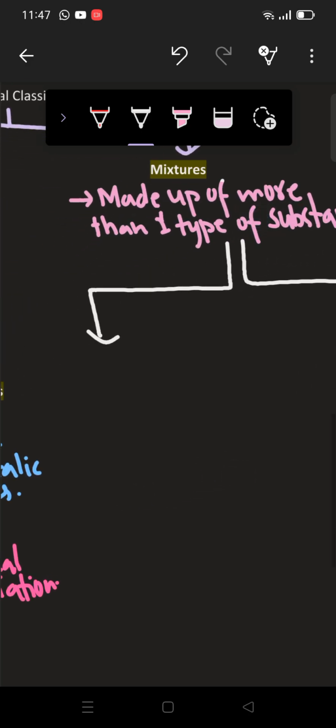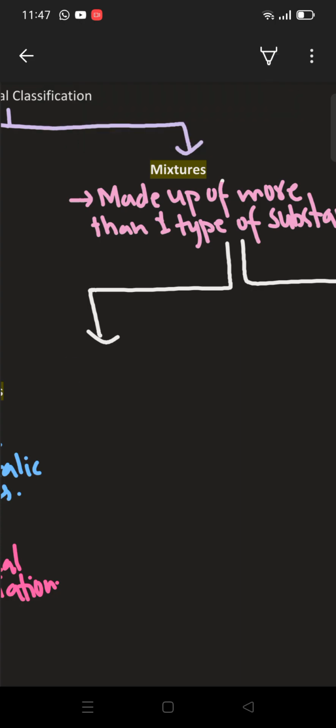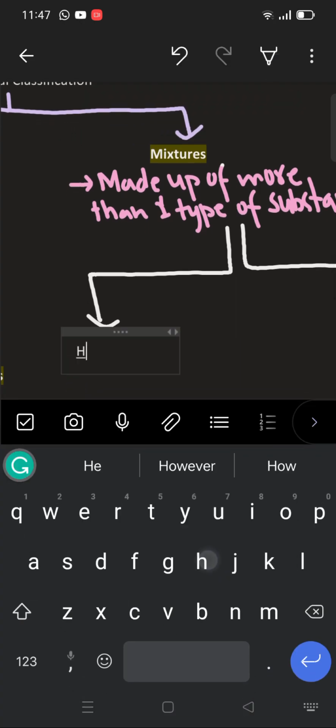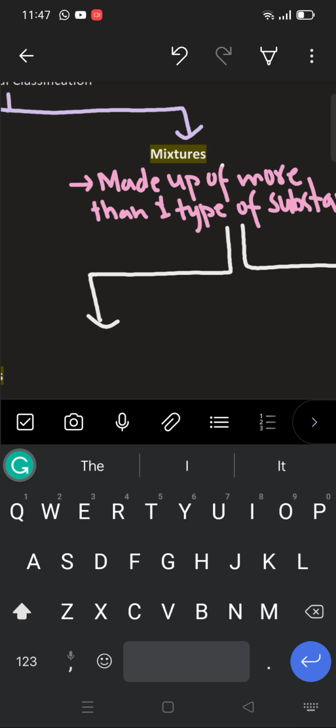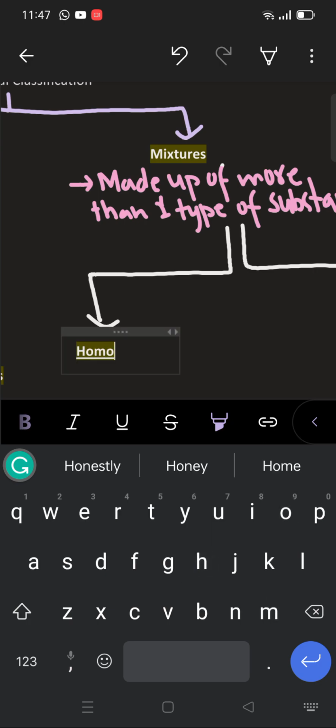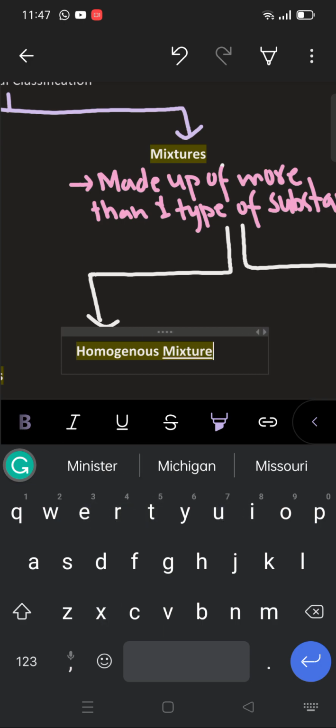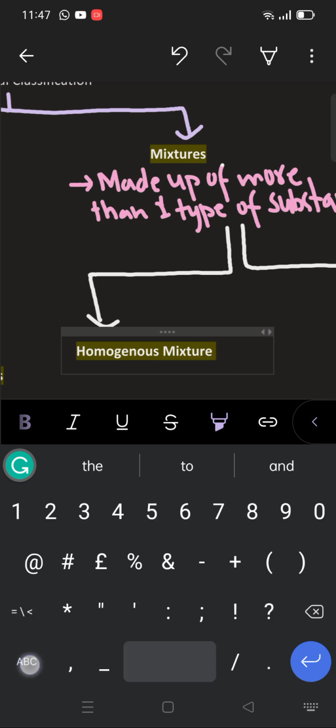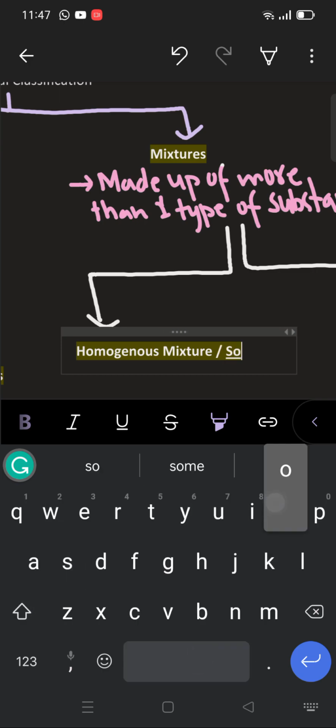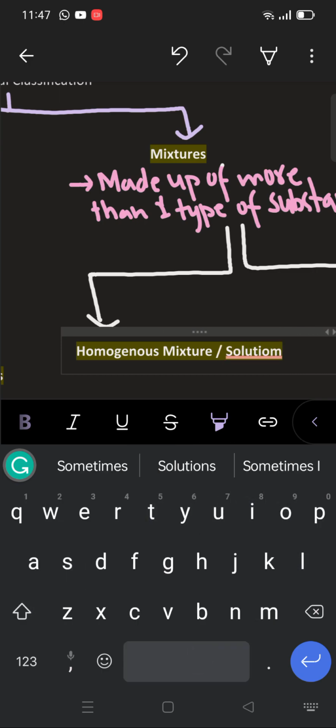The first is homogeneous mixture. I'll be letting you know about the term homogeneous mixture too. What does this term homogeneous mean? Let's highlight this. Homogeneous mixture, which is also known as solution. I'll let you know too why it is also known as solution.